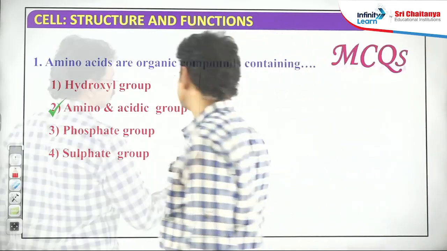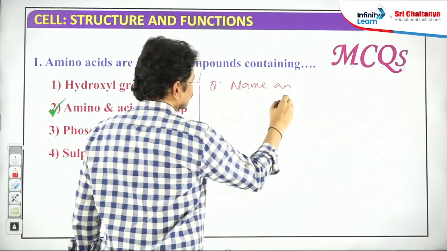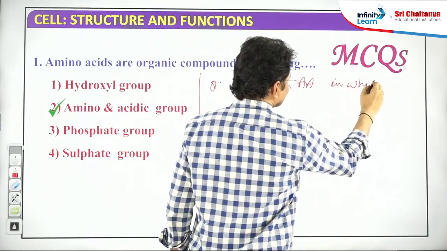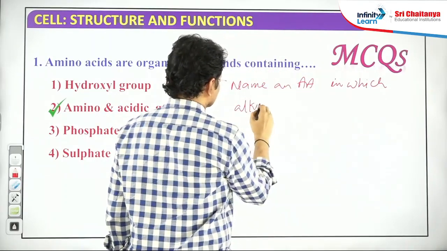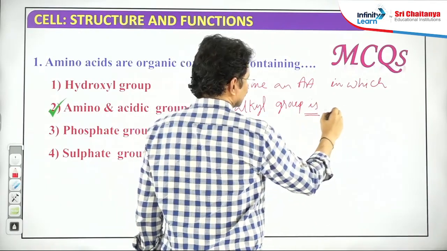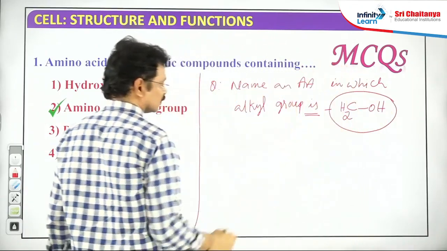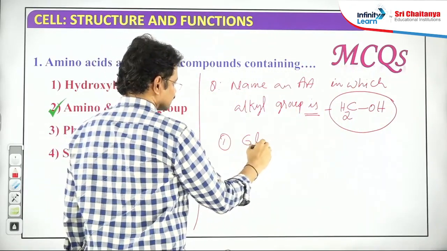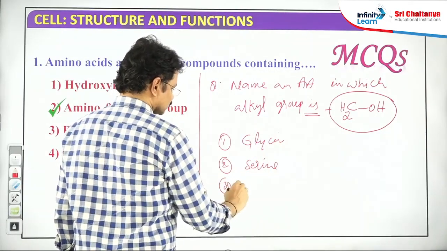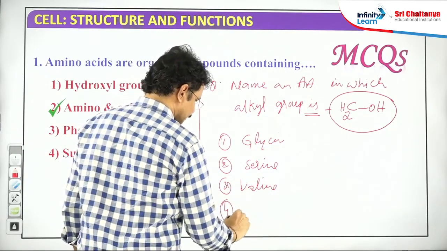Next question, just listen. Name the amino acid in which the alkyl group is hydroxymethyl. First option glycine, second option serine, third valine, fourth one is alanine.